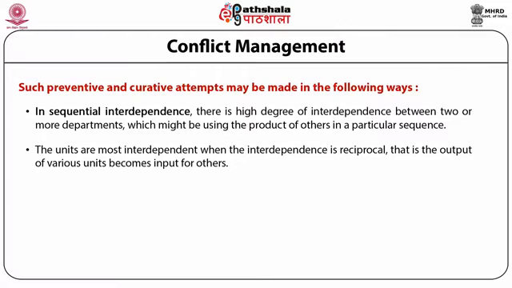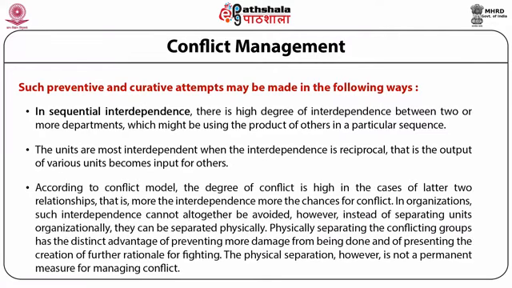That is, the output of various units becomes input for others. According to the conflict model, the degree of conflict is high in the case of the latter two relationships. That is, the more the interdependence, the more the chances for conflict. In organizations, such interdependence cannot altogether be avoided. However, instead of separating units organizationally, they can be separated physically.